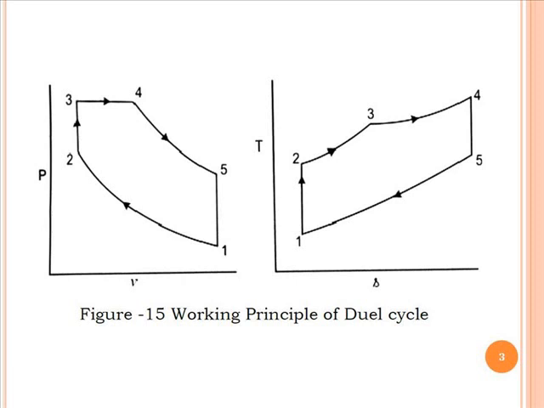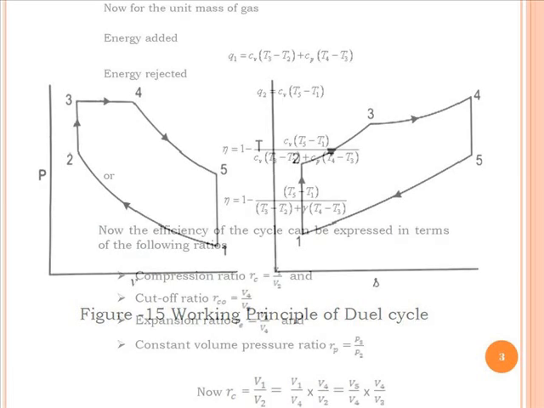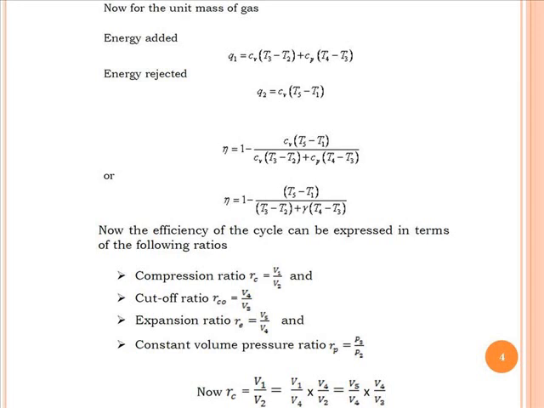So the only important thing which you can see here is process 2 to 3, that is the constant volume heat addition, whereas process 3 to 4 is the constant pressure heat addition process. Now we have to find out what is the efficiency of dual cycle. So like diesel cycle, we have to convert all the temperatures into the T1 temperature, and then we will get the efficiency of dual cycle.